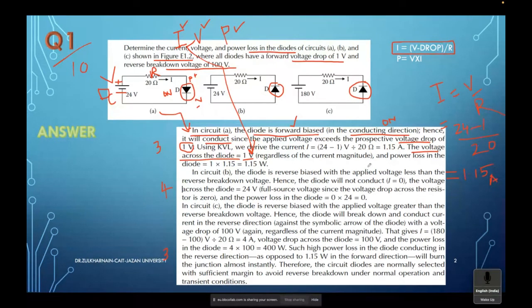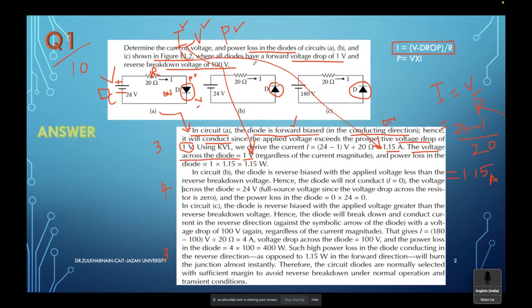So this is the second part of the first bit. You get 1.15 ampere of the current. So this is the second part of the first question. Now he is asking you the third part, what is the power?